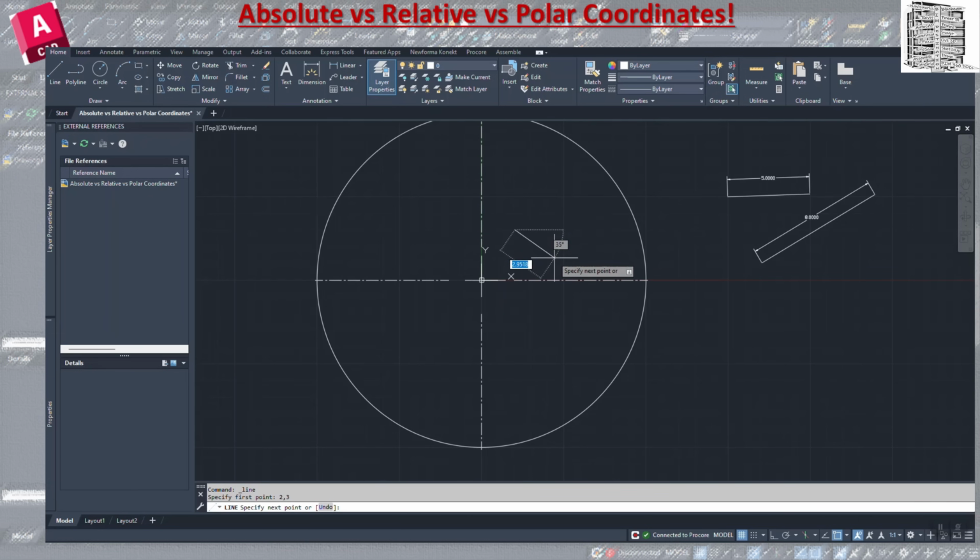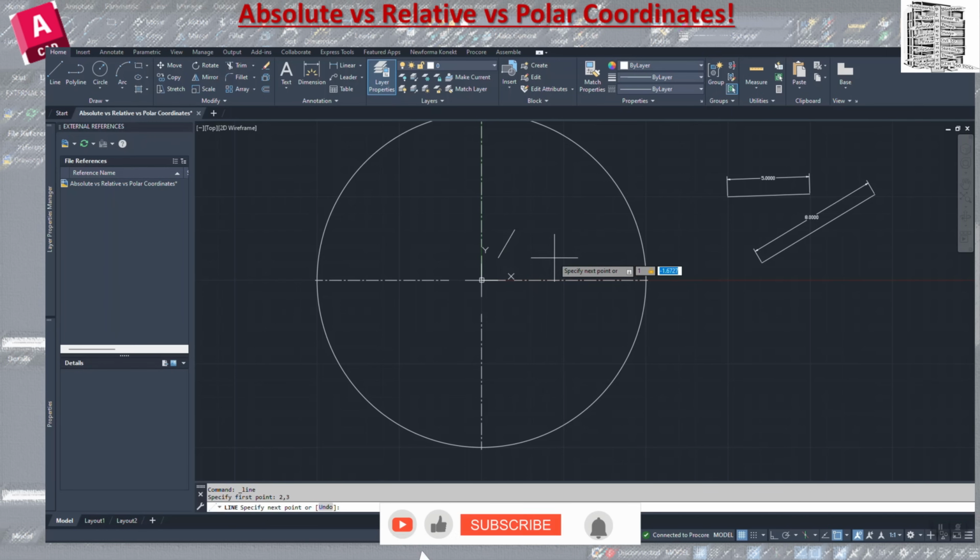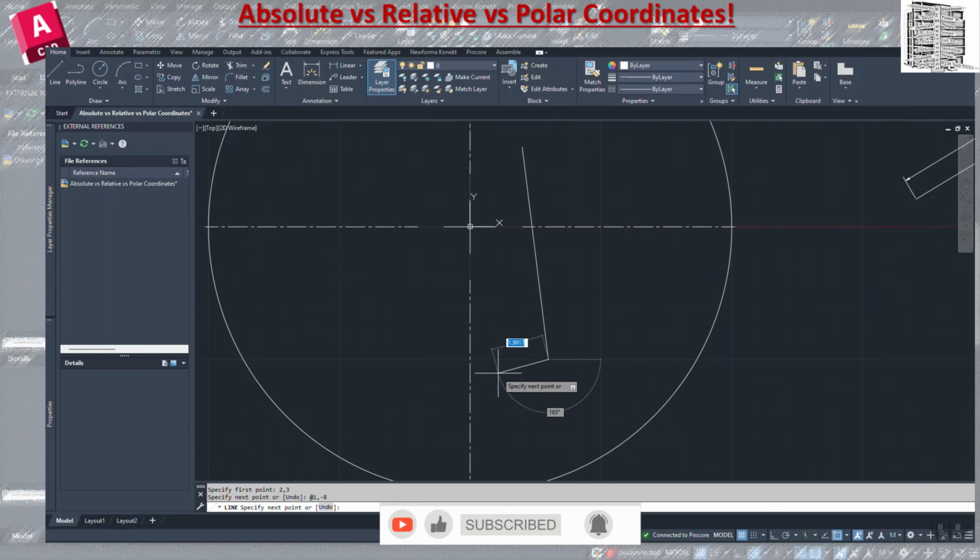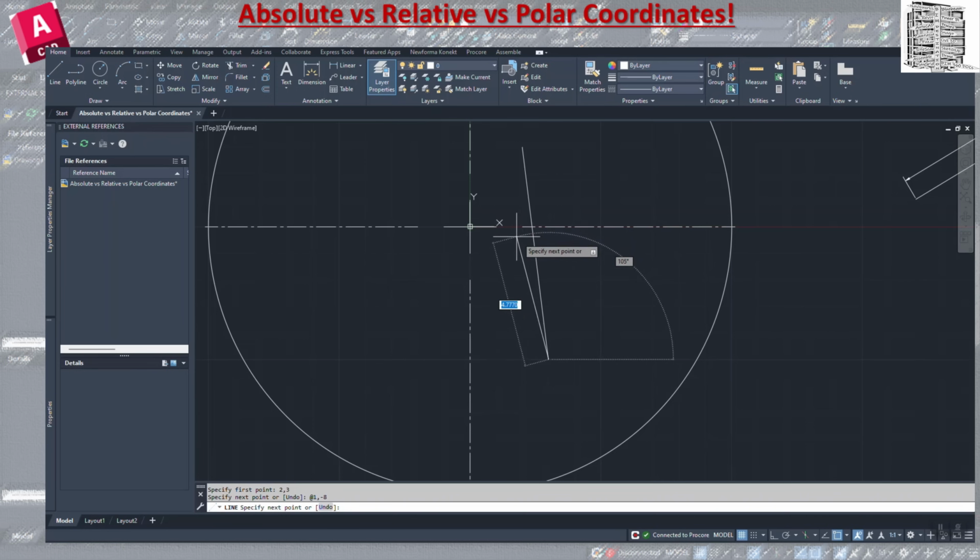Let's continue. I'm going to put 1 on x and then comma -8. See where it snaps? It basically goes from that point, right? So it goes 1 and then -8. 1, 2, 3, 4, 5, 6, 7, 8. So from here it goes 8 down and then 1 towards this way. You can see it's basically measuring everything from the origin point and keeps adding to this area.